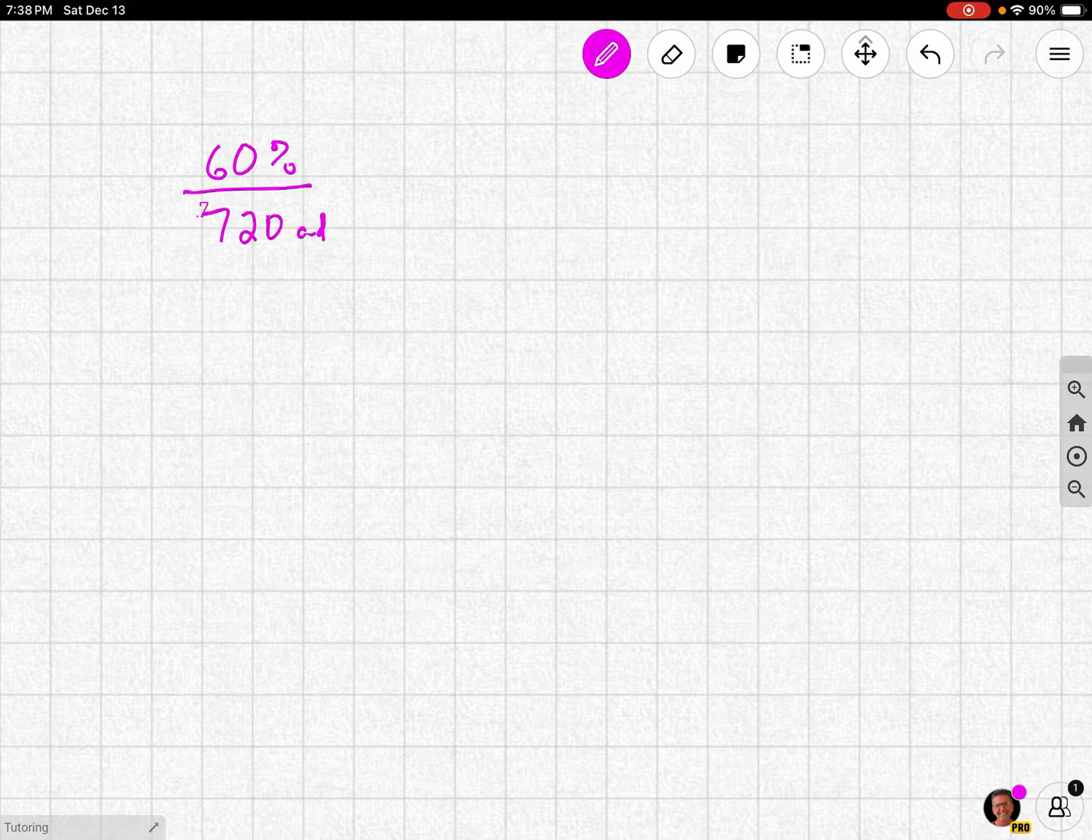720 adults. So if I want to find out what 1% is, I have to divide this by 60 to figure out how many adults would be in 1%. Well, 72 divided by 6 is 12. So 720 divided by 60 is also 12. Look at this, 720 divided by 60. I can divide both by 10, and really what I have is 72 divided by 6.